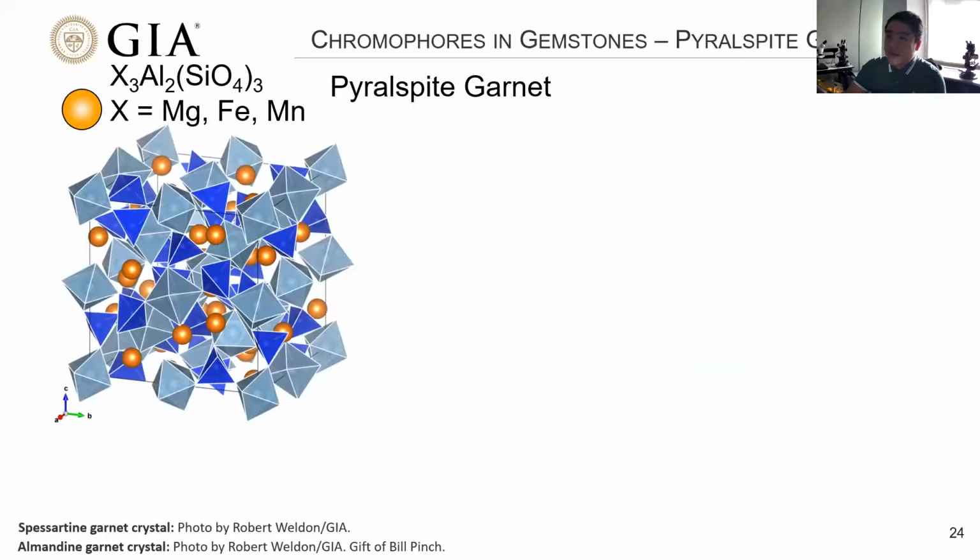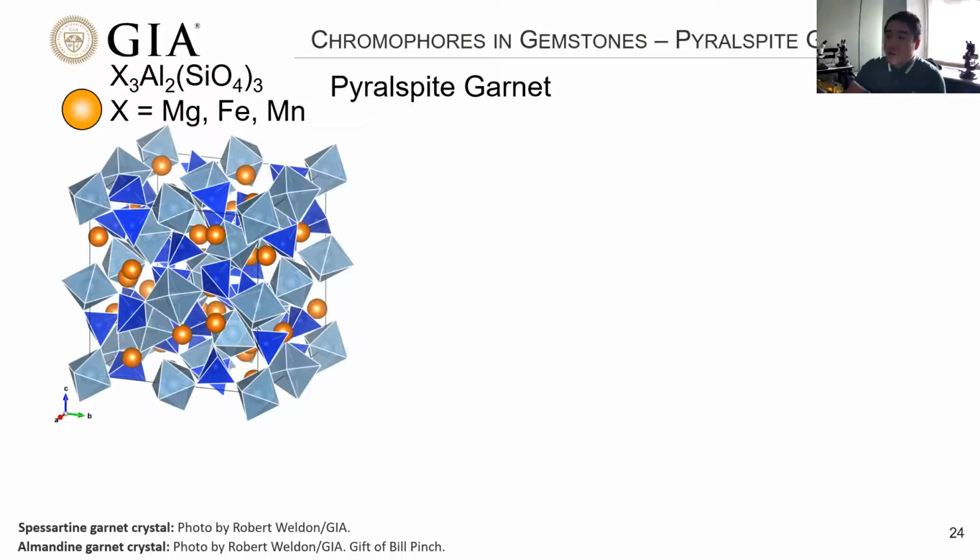The next mineral I'm going to talk about is garnet. Garnets are also silicates. I'm going to talk about pyralspite garnets first. Pyralspite garnets have 3 end-member species. They are pyrope, spessartine, and almandine.